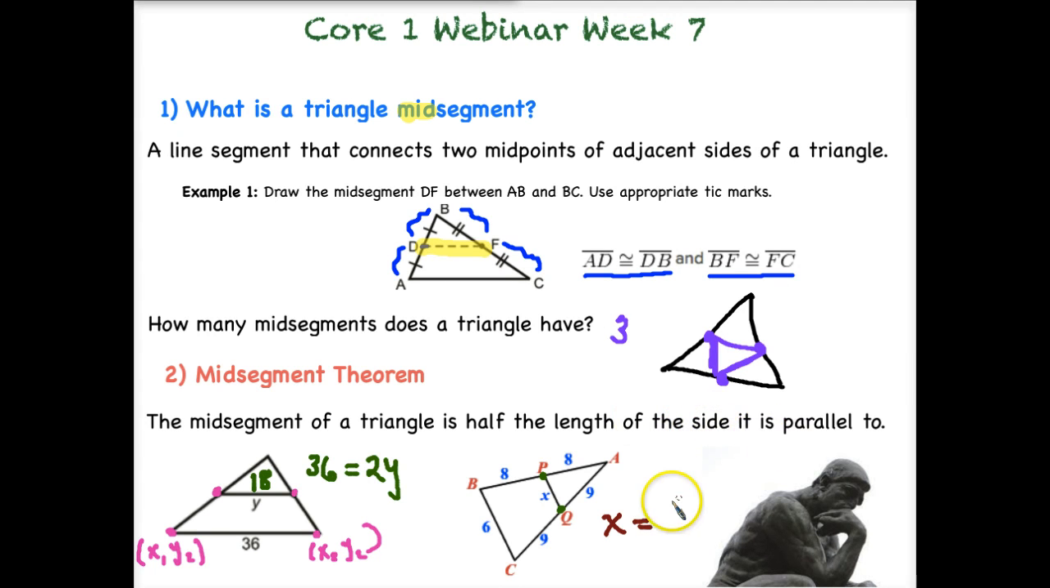Okay, so we're going to just go with Cece, and you are correct, because x is half of 6. The midsegment is half of the side that's opposite to it, and there's only one side that's opposite.